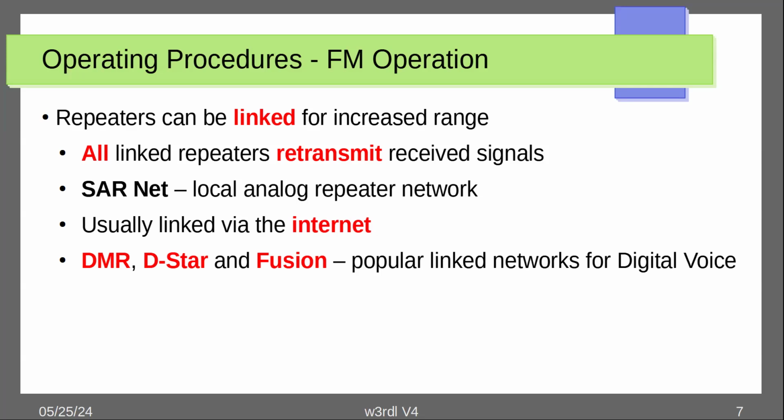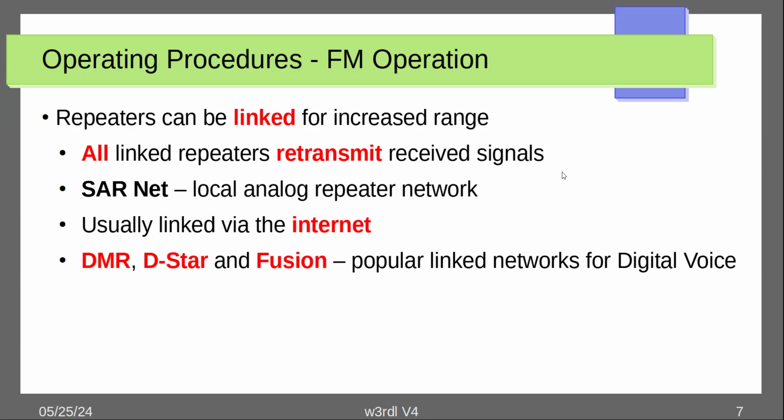And when it's a linked network like SARNet, you transmit to whatever the closest repeater is that you're accessing, but every repeater in that group retransmits, which is why you can talk to people in Dothan, Alabama, or I've heard Georgia people close to the border.